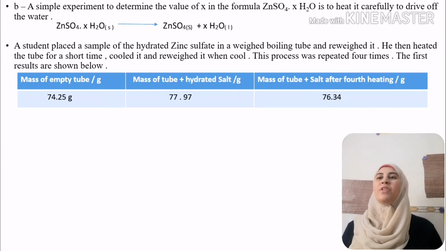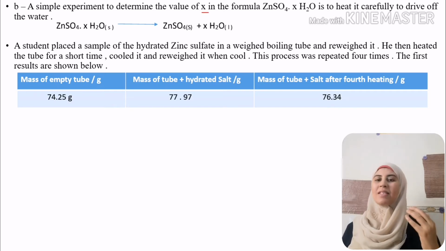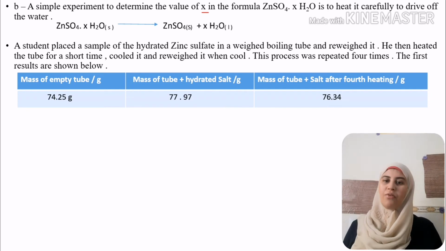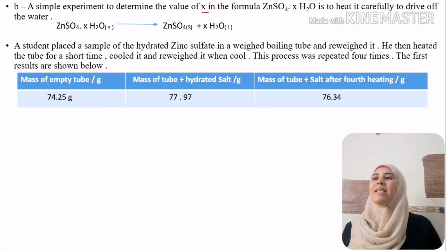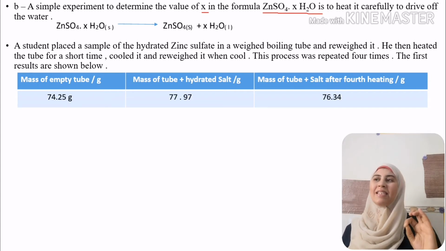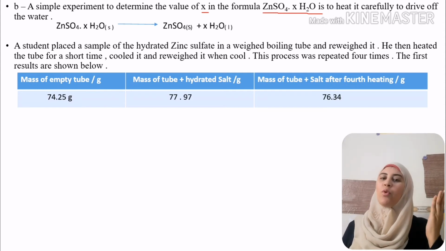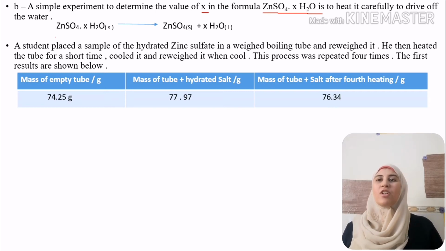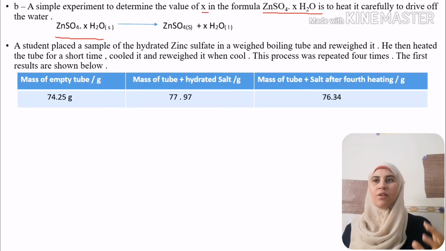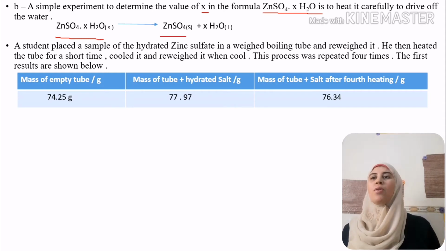A simple experiment to determine the value of X. X is the number of moles of water in the hydrated salt of zinc sulfate, in the formula ZnSO4·xH2O. It is heated carefully to drive off the water, to remove any water. ZnSO4·xH2O is heated to form anhydrous zinc sulfate, ZnSO4 salt, plus water, H2O.